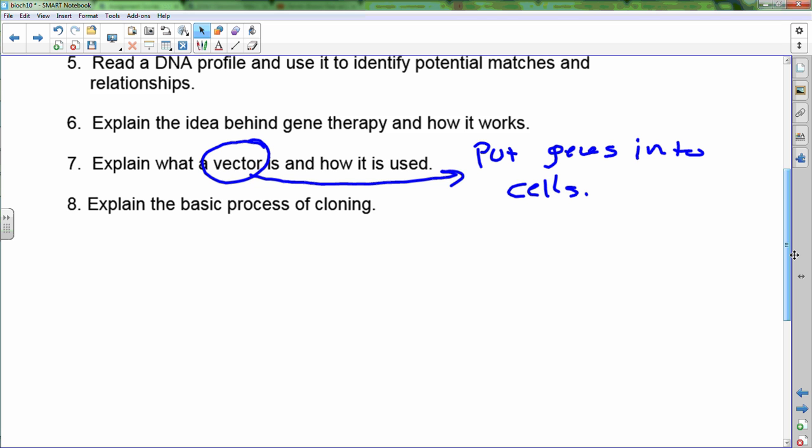And then what? Let it grow. We've got to do one thing before we let it grow. Everybody remember? We got to shock it. So you use an electrical stimulus to kind of make the cell decide that it needs to start growing.